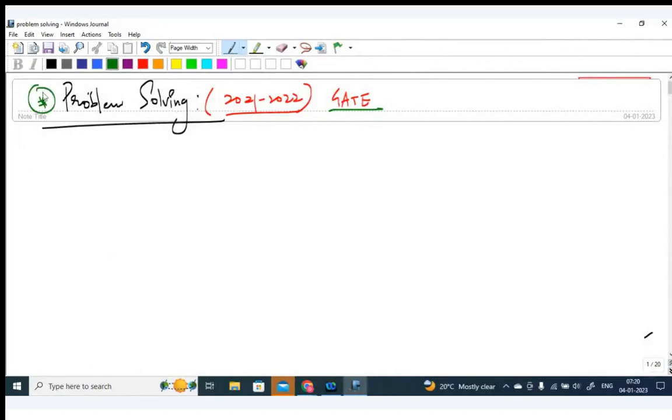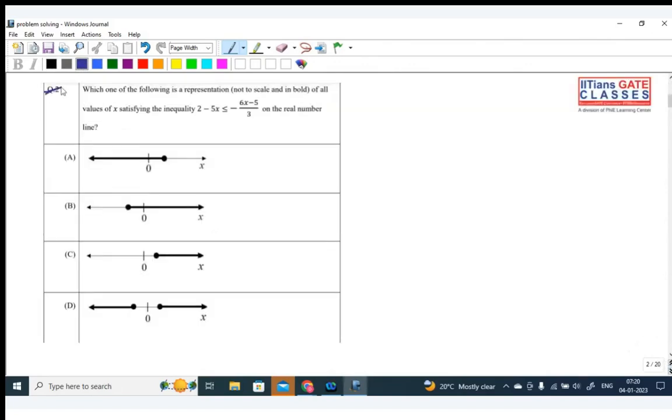It depends upon the branch. Suppose somebody is from electronics and communication, they will definitely get some function questions, some probability questions. And if somebody is from aerospace, they will expect this kind of questions, right? And mechanical, civil, whatever branch you belong to. So the very first question is on your screen. We will say this is the first question.